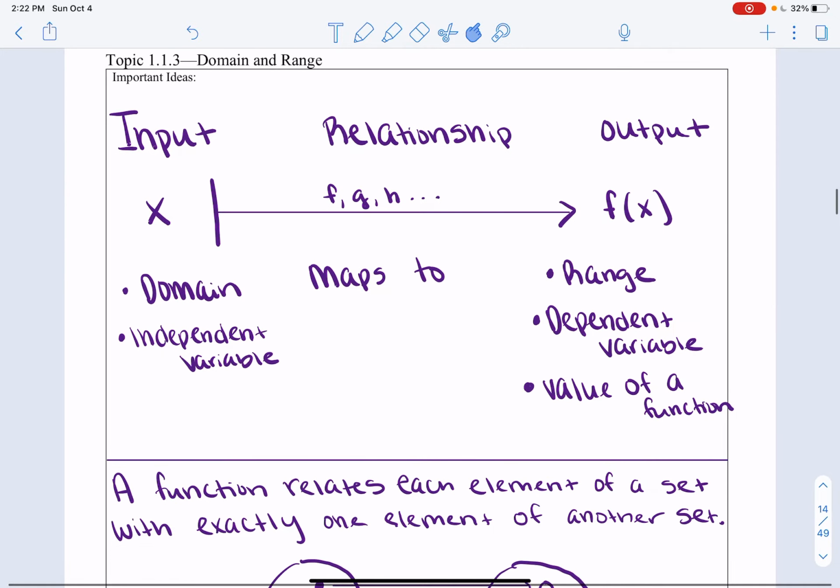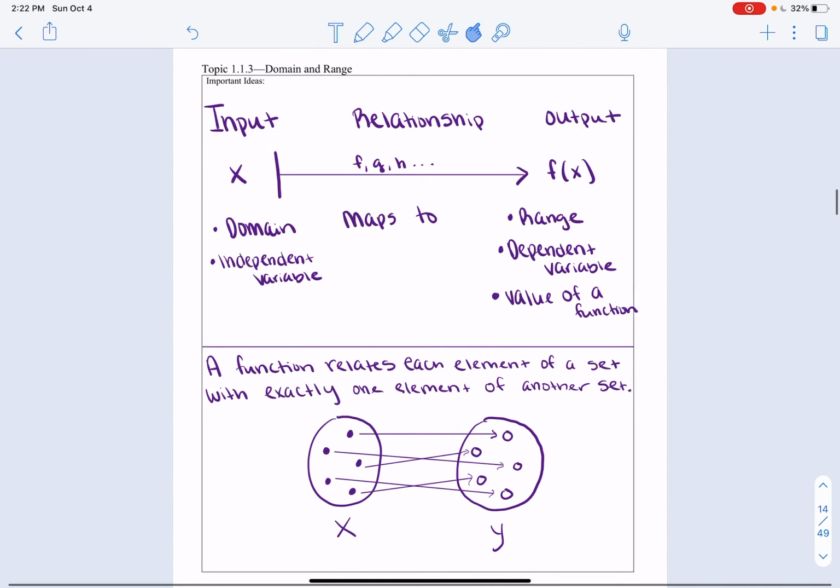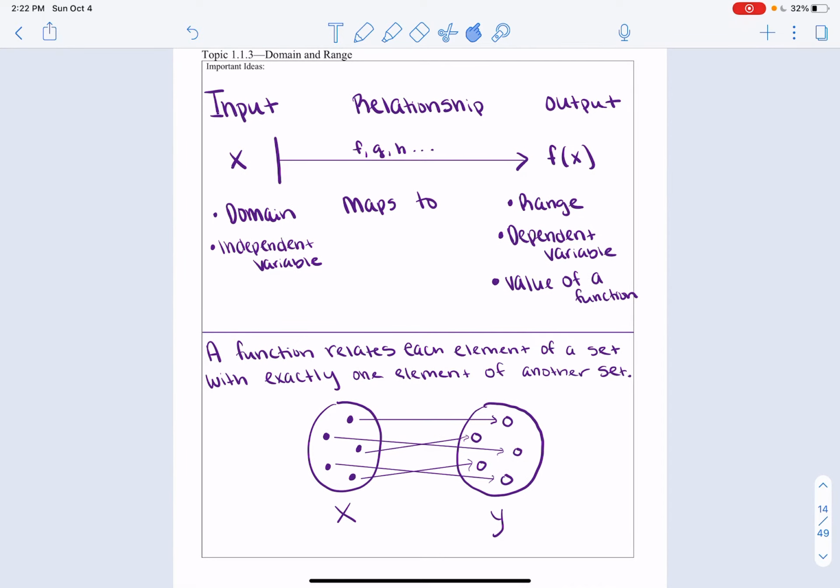So you should be on page 14 in your packet here. So here's what I wrote down for your important ideas. And you can go ahead and pause the video and write these. I've just got some vocab words and really just focusing on how domain and the function and range relate to each other. And at the bottom, I wrote a function relates each element of a set with exactly one element of another set and drew a picture. So go ahead and pause the video and you can write that down.